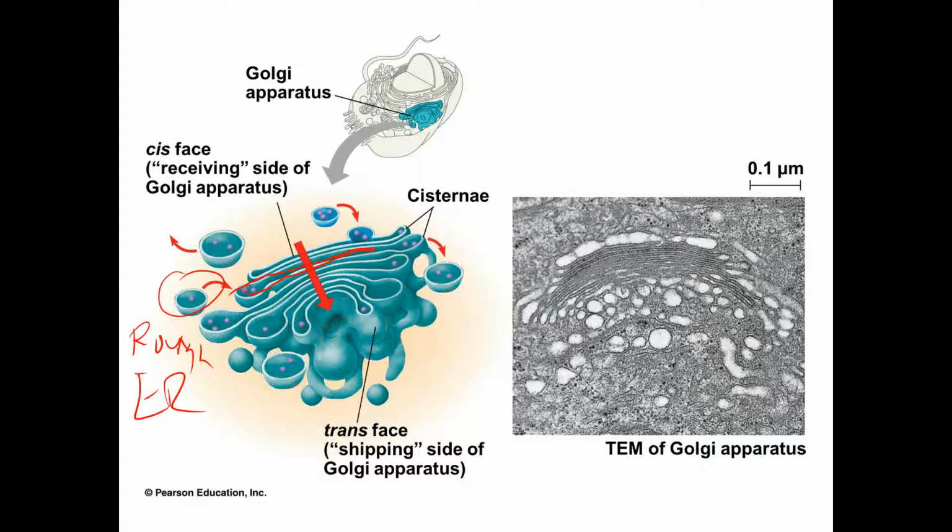And as that molecule makes its way through a series of interconnected membranes, and it moves from the cis side to the trans side, it's going to be modified and sorted. So then it's going to be directed to where it needs to go. The trans side is the shipping side. Basically think of the cis side as the packages that are coming into the post office, and the trans side as the packages that are leaving the post office.